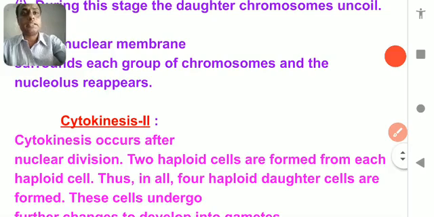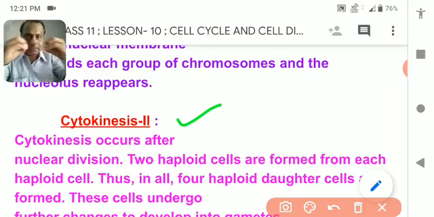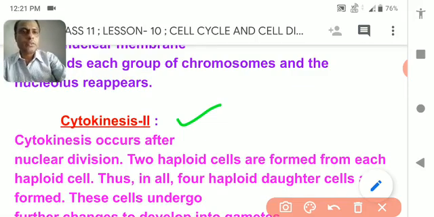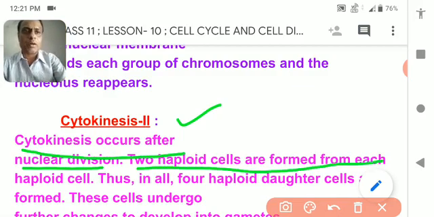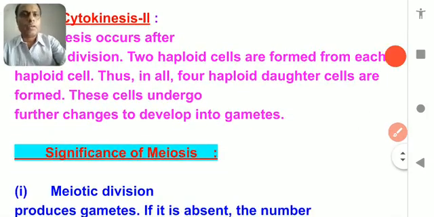Next is cytokinesis 2. The cytoplasm is divided into two daughter cells by the constriction of the cell membrane. The cell membrane gets constricted at the center and it breaks into the two daughter cells. So the cytoplasm gets divided over here. Cytokinesis occurs after nuclear division. The two haploid cells are formed from each haploid cell, and thus all four daughter haploid cells are formed, and these undergo further change.